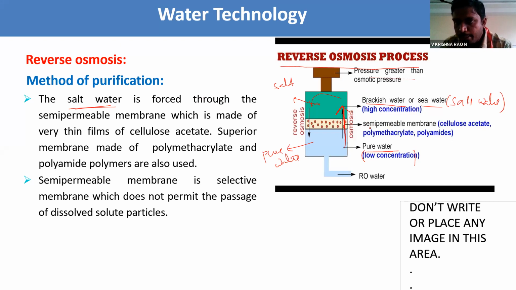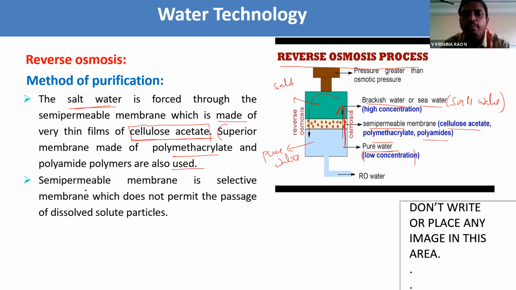The semi-permeable membranes are made up of cellulose acetate, polymethyl acrylate, and polyamides. Here water is forced through the semi-permeable membrane, which is made up of very thin films of cellulose acetate. Superior membranes made up of polymethyl acrylate and polyamide polymers are also used.